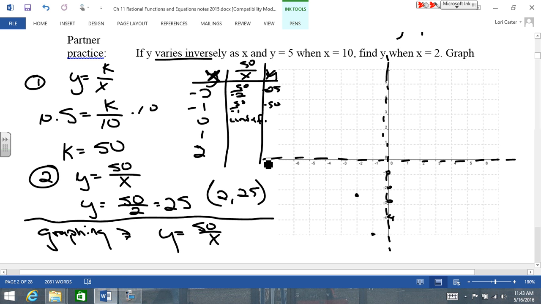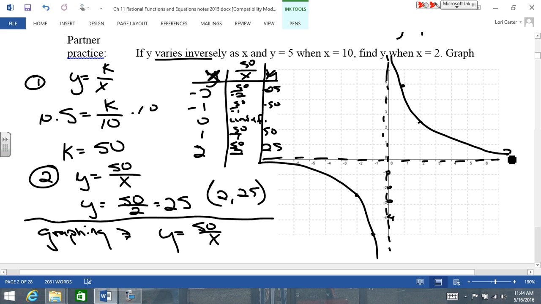Yes. See how it's farther away than the other one was? It kind of stretched it down. Okay, now let's do our positives. What's 1? 50 over 1 is 50. So 1 is at 50. What's 2 going to be? 25. Can we sketch it in? Yes. So I pulled it away from the origin.